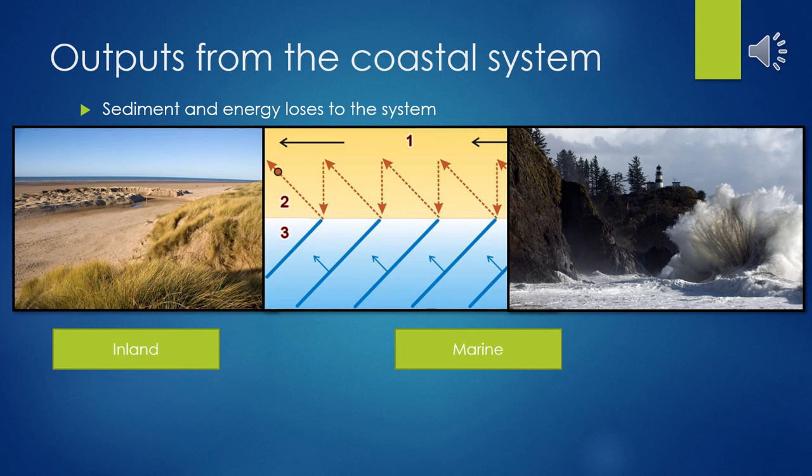Another way it might be lost to the system is through longshore drift, being carried along the beach and out of the system. And the last one is the sea can just blast the rock away, take it out to sea, and then it will enter a different part of the coast. So it will leave one system and go into another. So this is all losses from the system in terms of outputs.